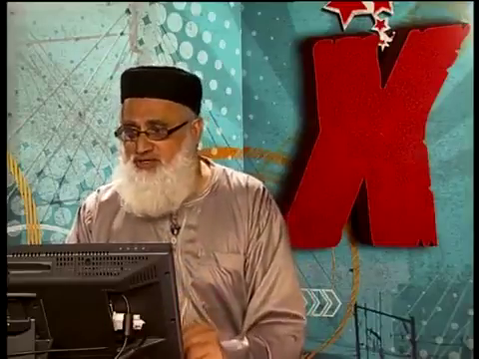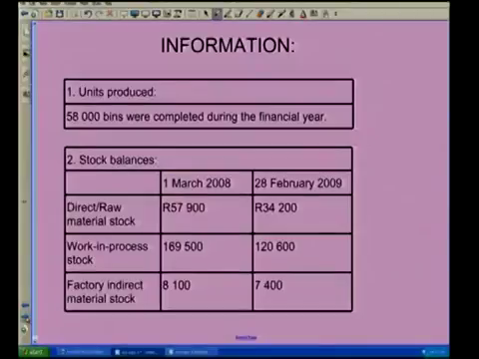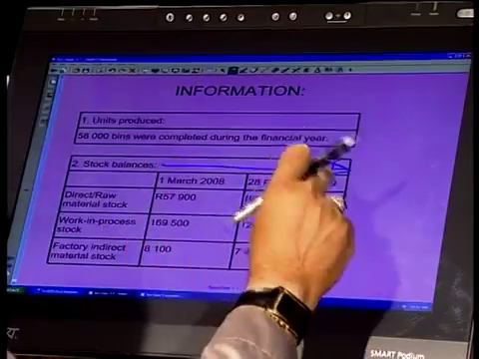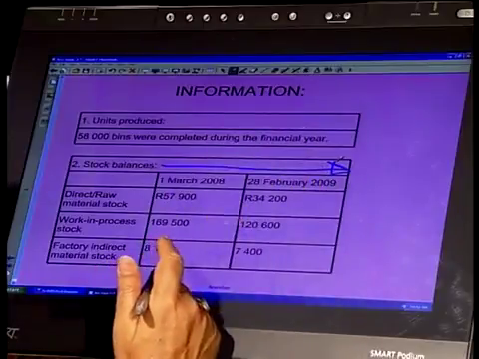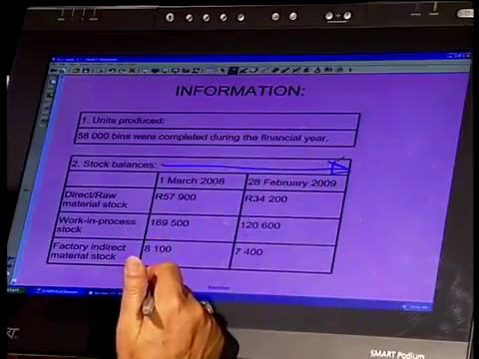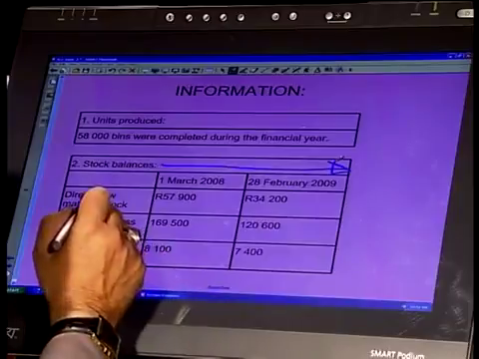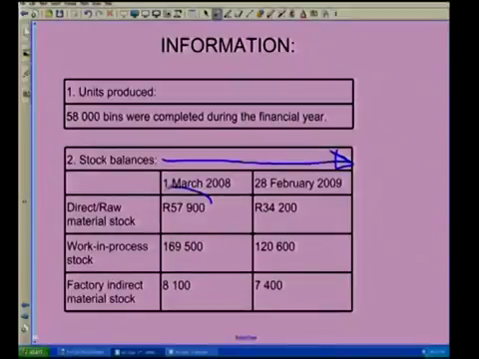Now, once again, look at my information. Remember, we've spoken about the love arrow in accounting. Yes, once again, you have to use it. Watch this closely. 1st of March 2008, 28th of February 2009. Beginning of the year, end of the year. There goes the love arrow, indicating to me that that's the start of the year and that's the end of the year. Got that?